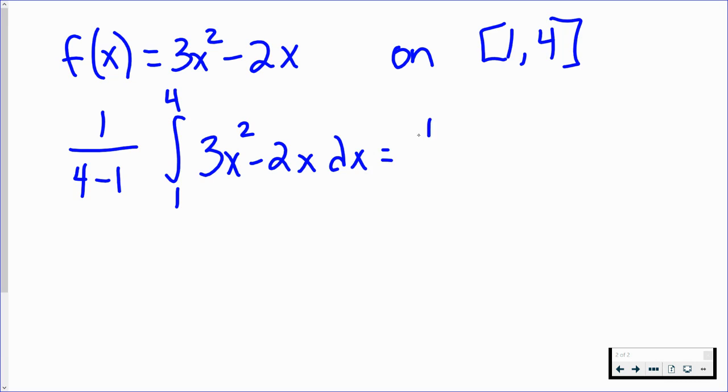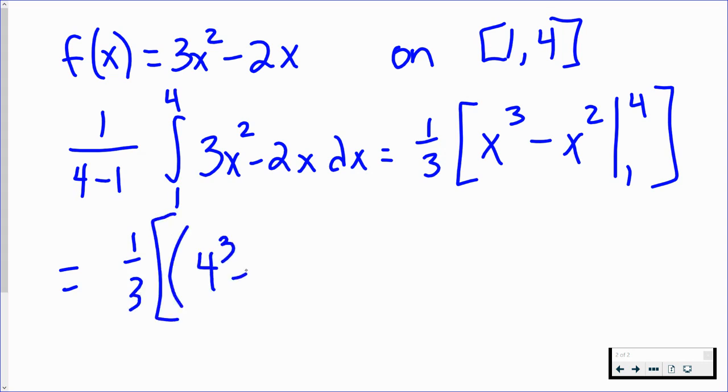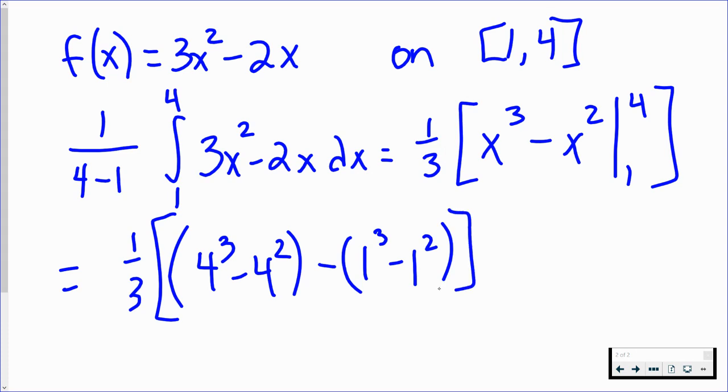1 over 4 minus 1 becomes 1/3. Integral of 3x squared becomes x cubed. Integral of 2x becomes x squared. And we're evaluating from 1 to 4. Let's plug in 4 first. Okay, we have 4 cubed minus 4 squared minus, now we plug in 1. 1 cubed minus 1 squared. We like when we have that. 1 minus 1 is 0.